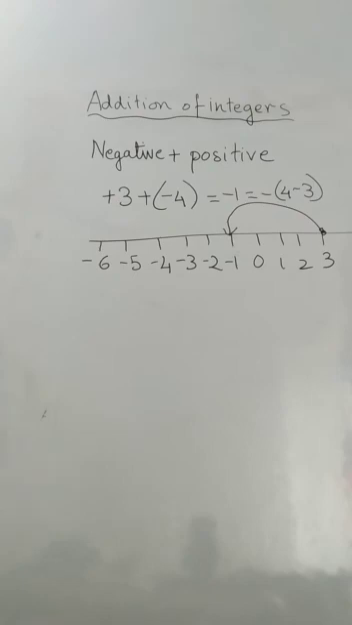So these are the 4 ways you do addition of positive and negative numbers.